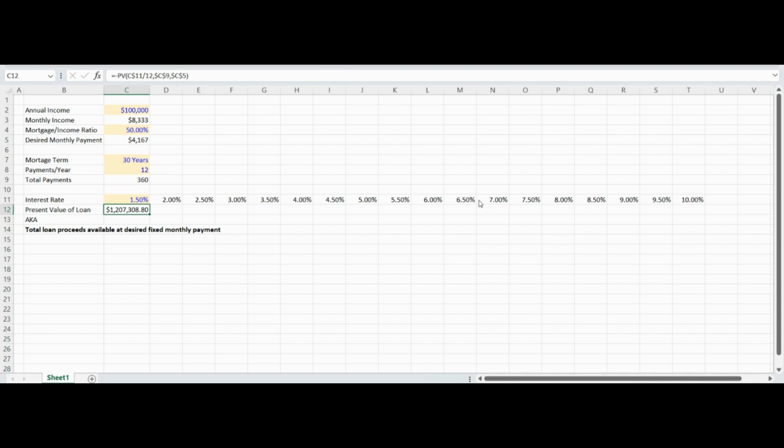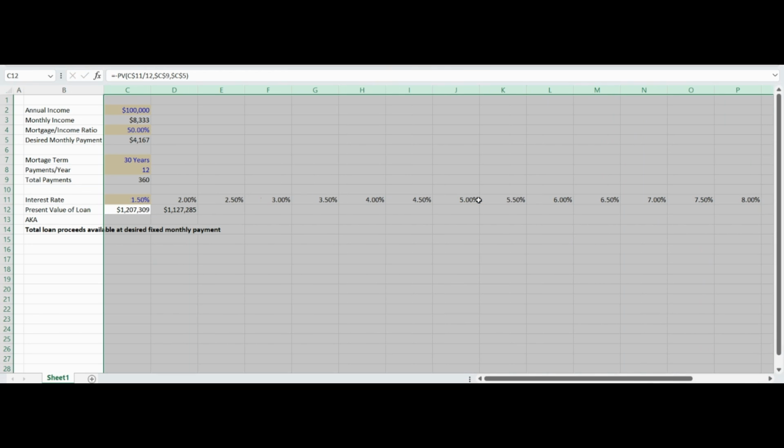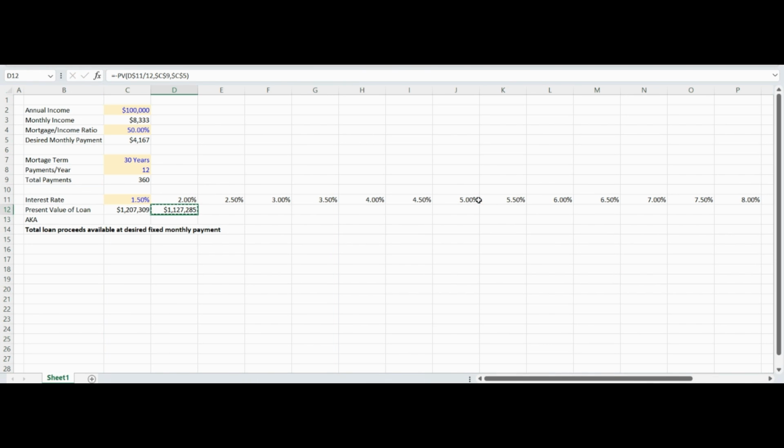Hit enter and the formula yields a result just over $1,200,000. This value can be interpreted as a 30-year mortgage with monthly payments of $4,167 at a 1.5% interest rate will result in loan proceeds of just over $1,200,000. Copying the formula to the right will show the present value of the loan, also known as the loan proceeds, given a fixed monthly payment of $4,167, a 30-year term, and monthly payments at the various interest rates.